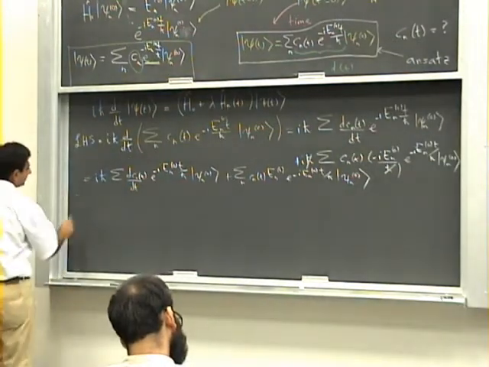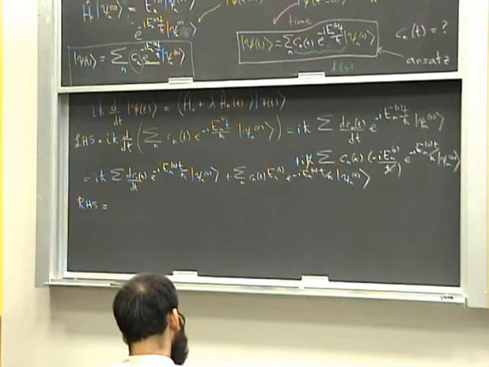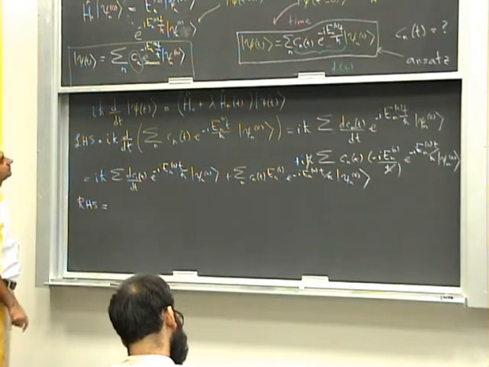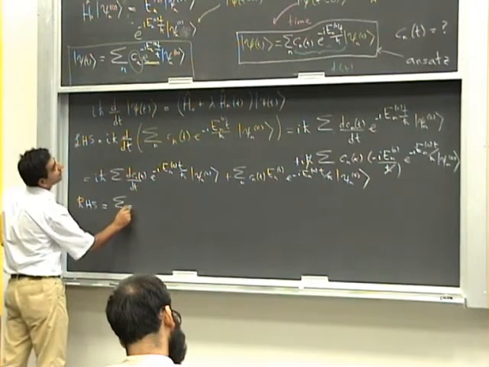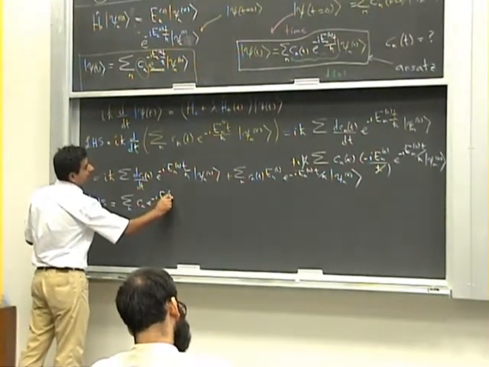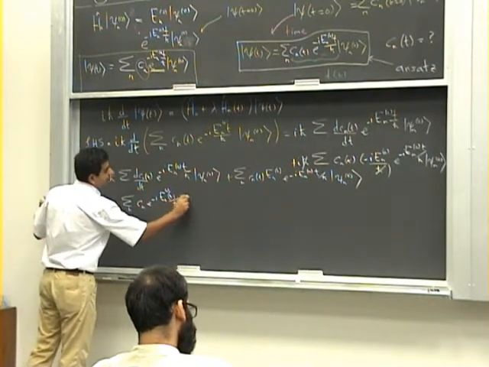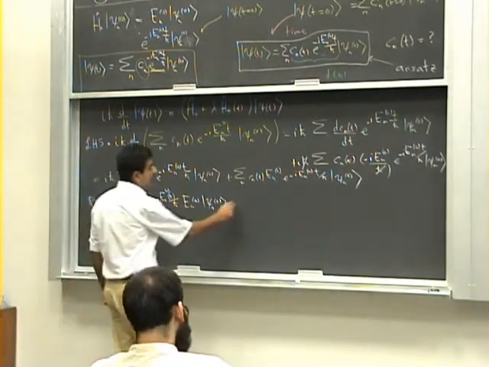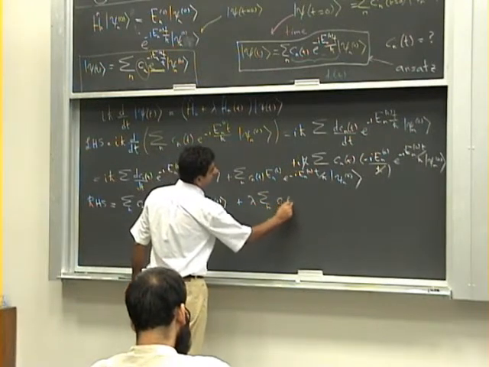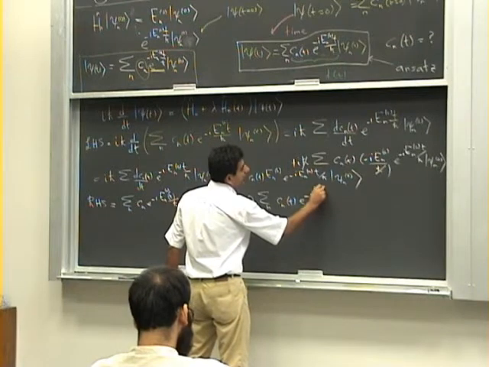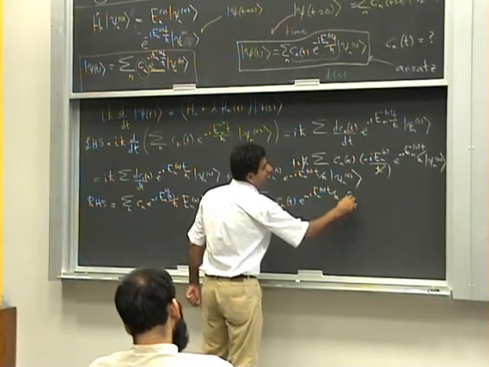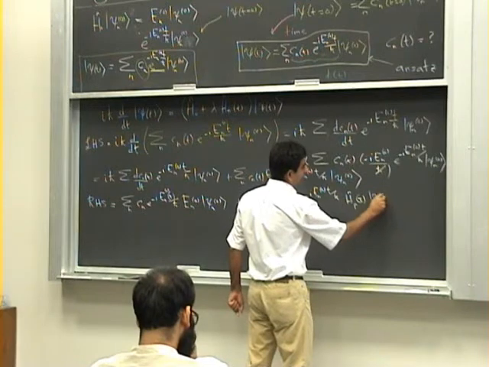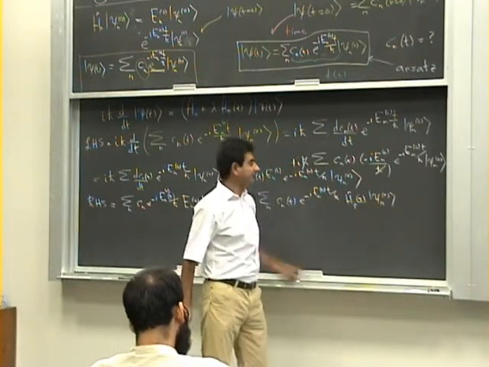Now let's look at the right hand side. The right hand side is simply H naught acting on the state. Now if H naught acts on the state, what do I get? I get sum over n of Cn En naught e to the minus i En naught t over h bar psi n naught, plus lambda times sum over n of Cn of t e to the minus i En naught t over h bar Hp, which is a function of time, acting on psi n naught. This is an operator, so it just goes right next to the ket. This is just a scalar.